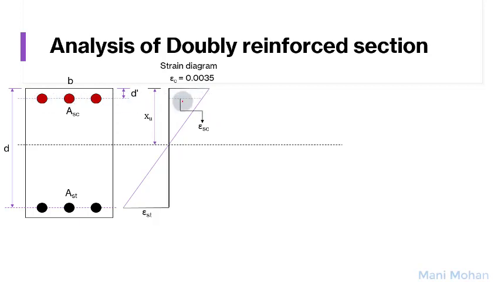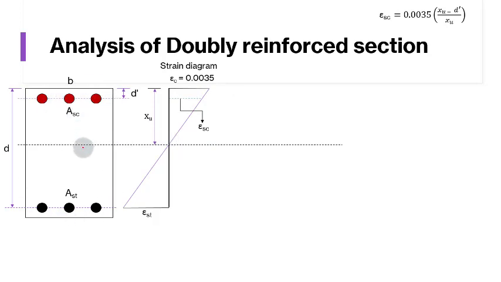So at this particular level, we have the strain in concrete equal to strain in steel, and this strain can be computed using similar triangles. This is a bigger triangle, this is a smaller triangle. From these two similar triangles, you are going to get an expression for the strain of compression steel, which is given by 0.0035 into (xu minus d') by xu.